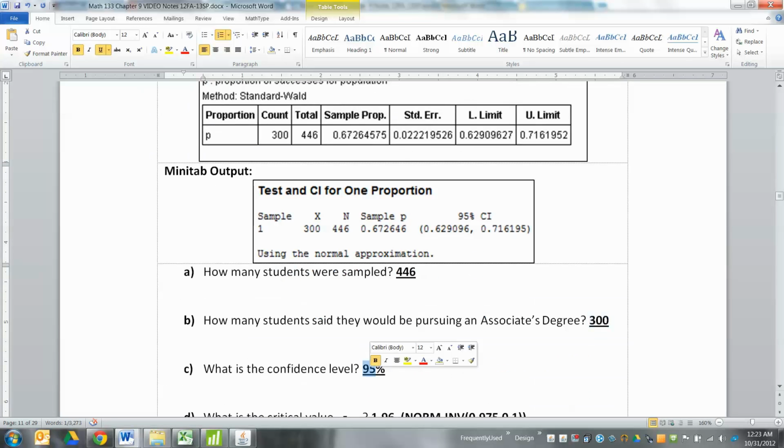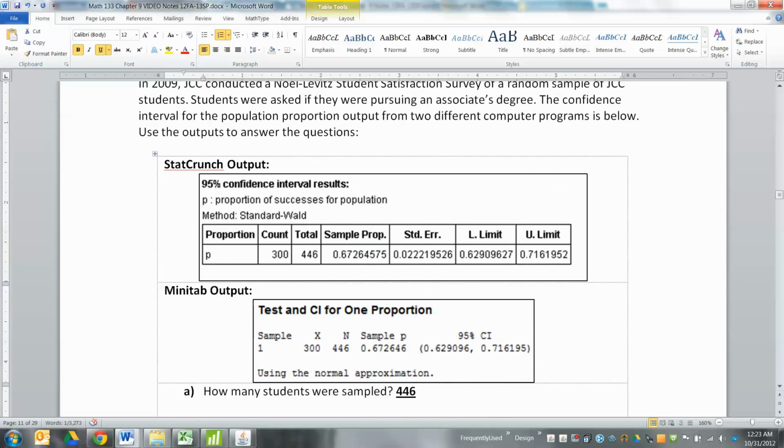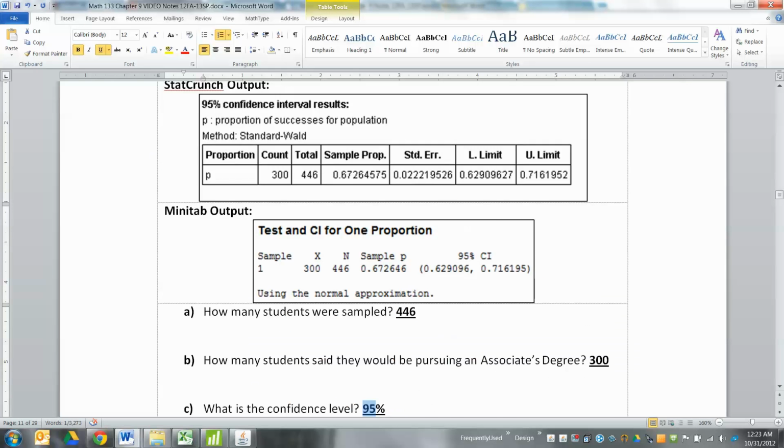What was our confidence level? You got to kind of fish around. In the Minitab output, it says it right here. 95% CI, that's confidence interval. And then up here, it says right at the top for the StatCrunch output, 95%.